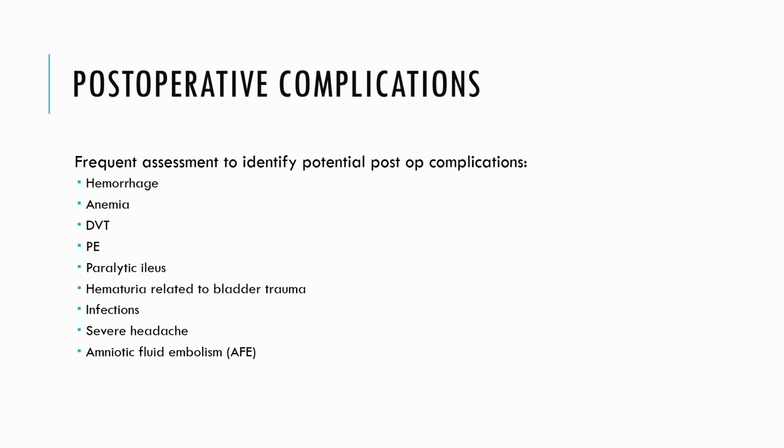Complications that can happen after surgery include hemorrhage again, anemia. She can have a DVT or a PE. Paralytic ileus, so you want to listen to her bowel sounds, make sure that they're waking up and working. She could have blood in her urine due to trauma that her bladder gets. She could experience infections. And then a severe headache, that would be due to the epidural or the spinal. Sometimes when they're placing the pain medications through the epidural cavity, they puncture through the epidural space and it can cause a spinal headache.